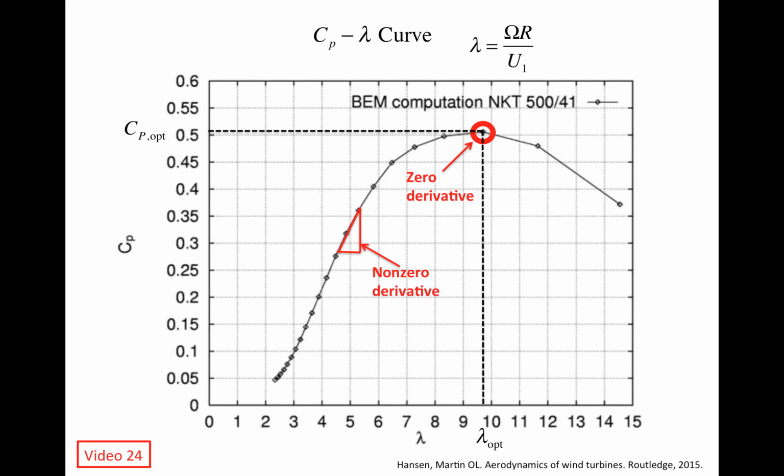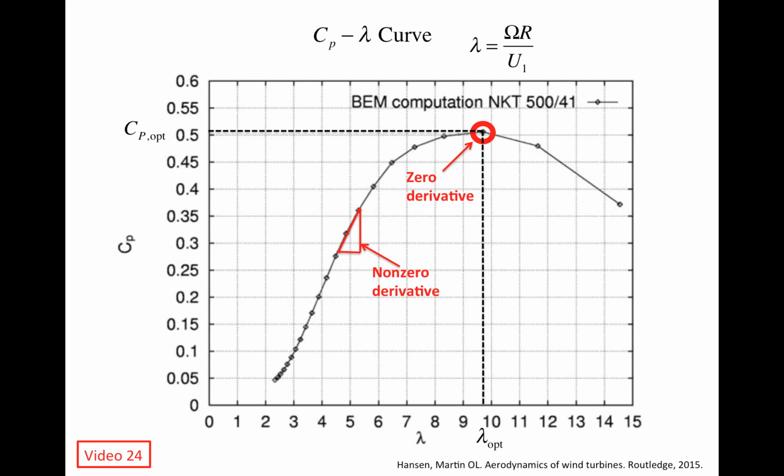In practice, there is a problem with this kind of pitching strategy. The CP-lambda curve may not be available for the specific wind turbine we are trying to control, right? This curve may not be available. Even if the CP-lambda curve is available at one time point, say when the wind turbine was brand new, the characteristics of the wind turbine can change with time. Therefore, the CP-lambda curve can also vary with time. So the CP-lambda curve you have may not be accurate for the current time, right?